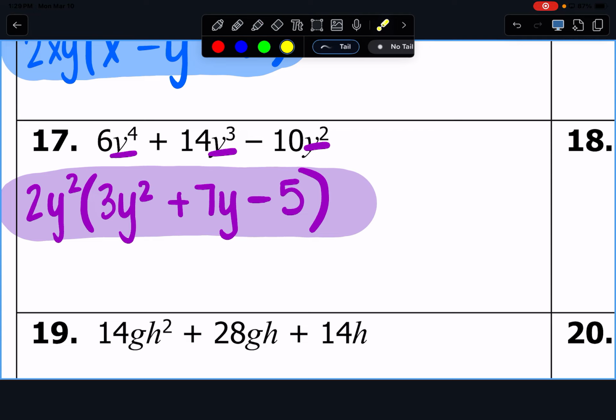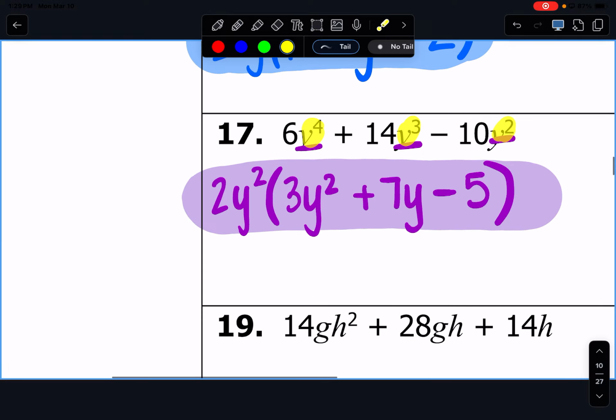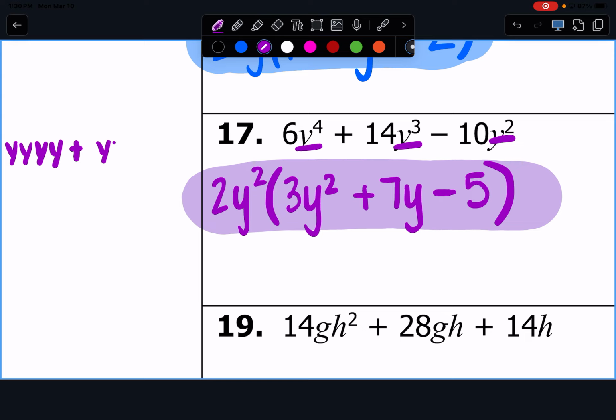Okay, so each of these has y to some exponent, right? What's the smallest exponent we have? Y squared. So because that y squared is in all of these, we're good. Because we technically have y times y times y times y, plus y times y, minus y. So they all have at least 2 y's. So that's why we pull out the y squared.